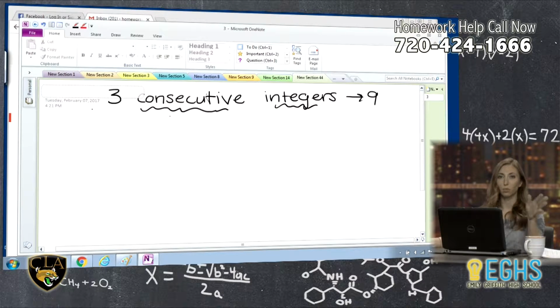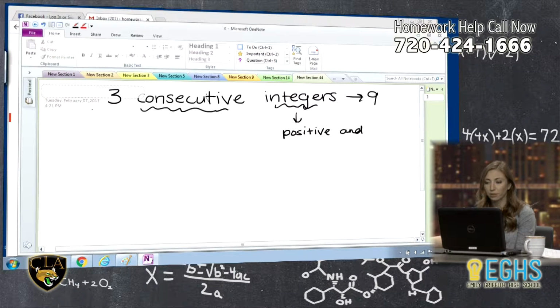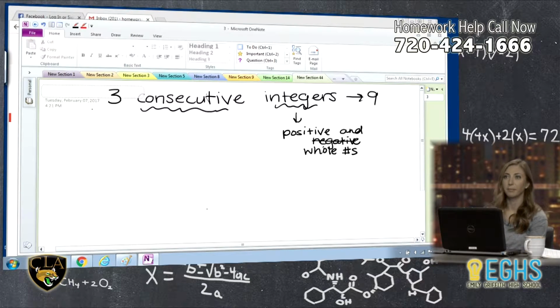Consecutive just means one after the next. For example, 3 consecutive numbers would be 1, 2, 3, one after the next. The other is integers. Integers are the set of positive and negative whole numbers. Now, we can probably rule out negative numbers in this one, because 3 negative numbers are never going to add up to give you a positive number. So maybe we're just really thinking of positive whole numbers.